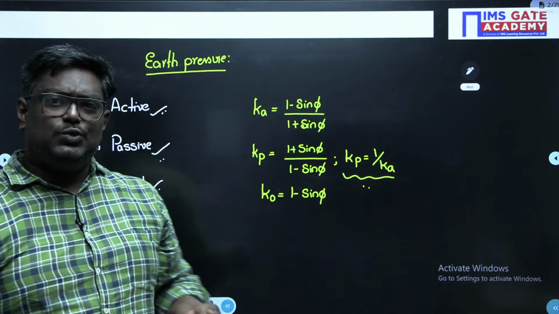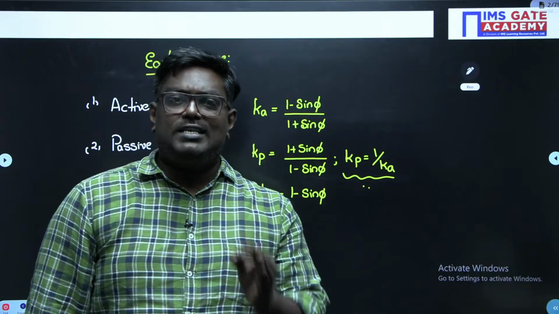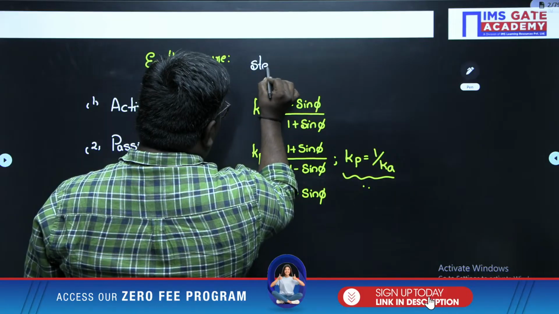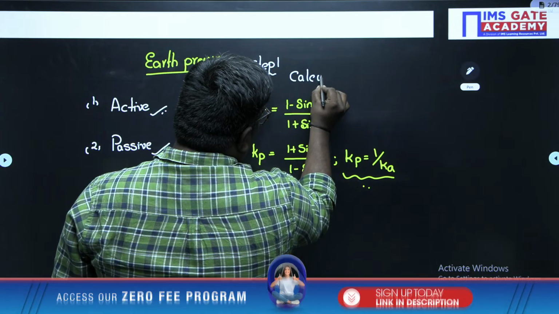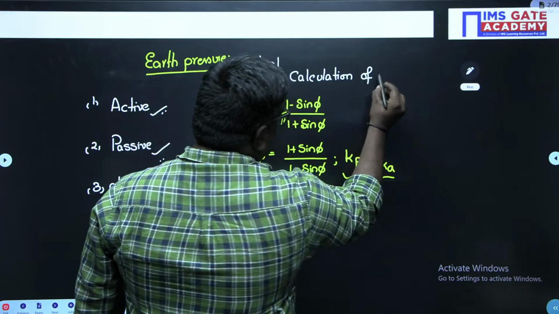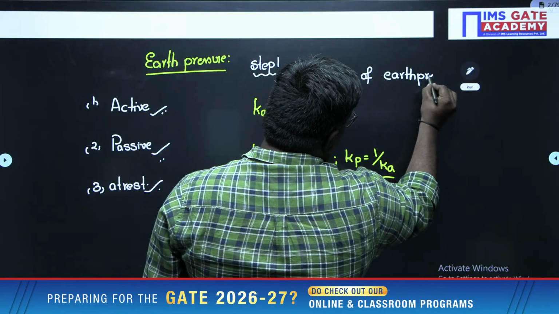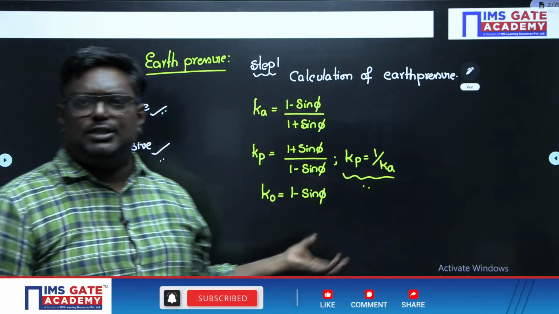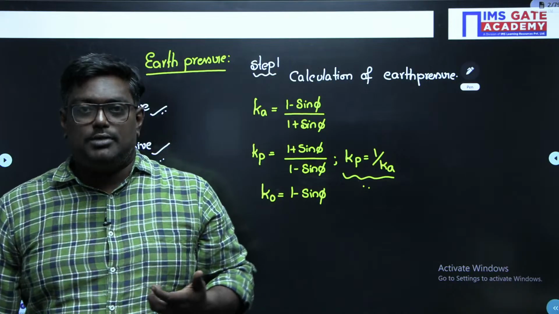So my dear students, when you are solving problems on earth pressure, the first and foremost step I would like to discuss here is the calculation of earth pressure. What, sir? What is the first one we would like to see here? The first one is the calculation of earth pressure. For calculation of earth pressures, we should identify which earth pressure we have: active earth pressure, passive earth pressure or at rest earth pressure.